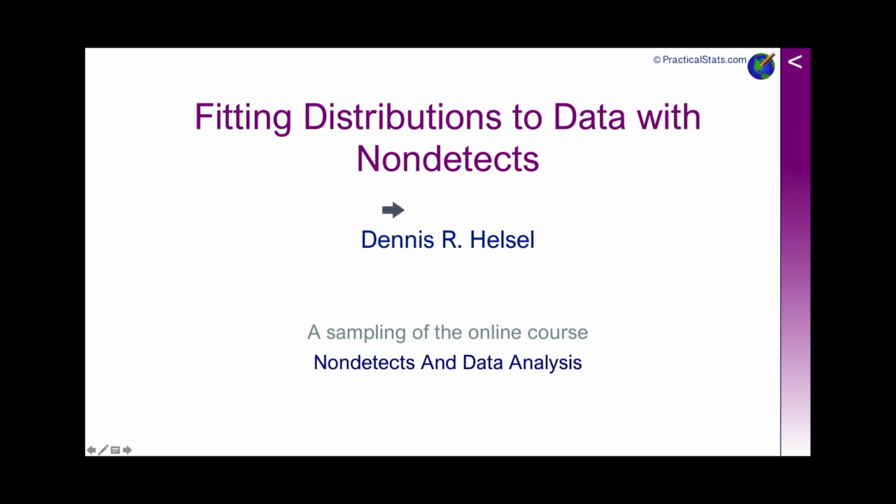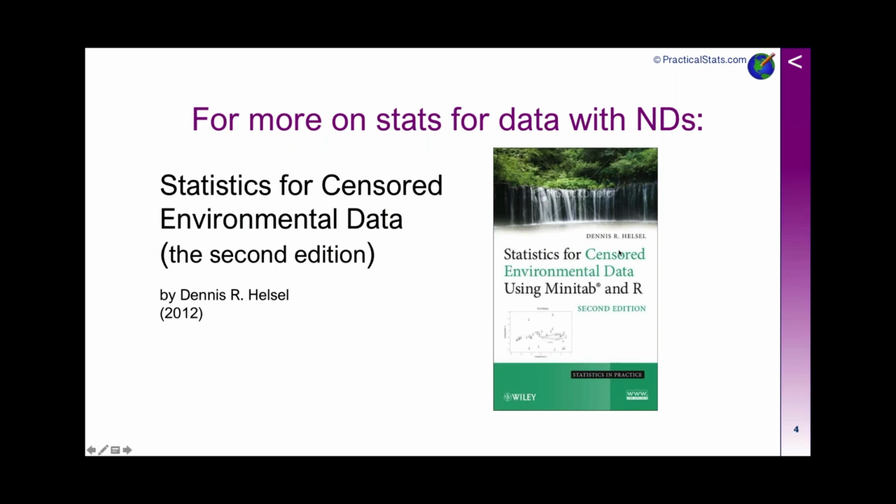So our topic is fitting distributions to data with Nondetects. And so I've already mentioned the book that has a lot more detail than today on handling data with Nondetects. The statistical name for data where you do not know a unique value for an observation, but you know that it's less than or greater than some threshold, like a detection limit, is called censored data. And so that's what we're talking about today, methods for censored data.